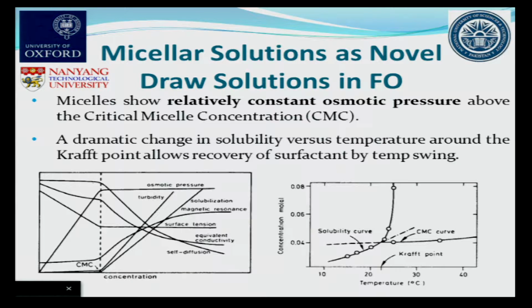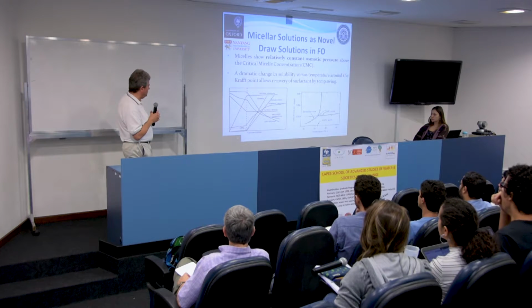So you can see that osmotic pressure is constant, surface tension is constant. There's an increase in turbidity because we have these small colloids. There's an increase in the magnetic resonance. There's a drop in conductivity and self-diffusion. But you can see here that the osmotic pressure remains constant. And that's useful as well because it means that we can easily control the system. The osmotic pressure is fixed. From an engineering point of view, it makes it a lot easier to control.